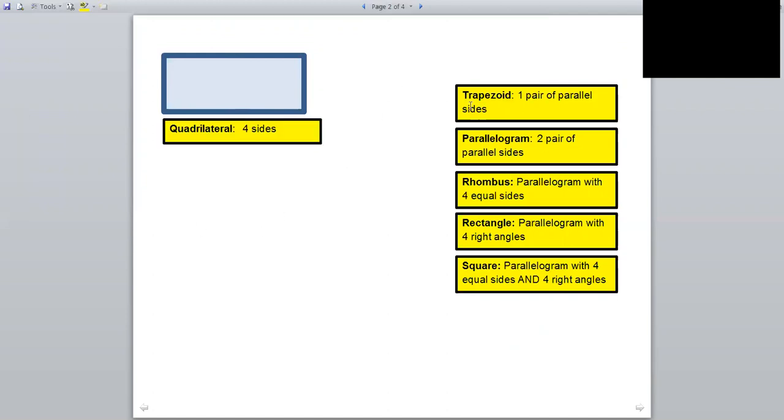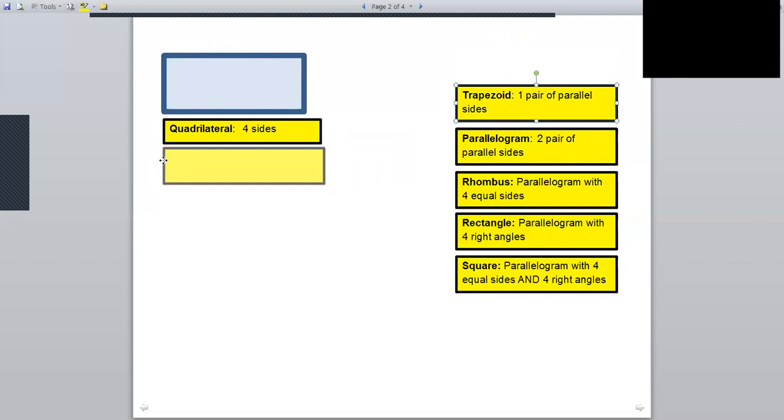Now let's go to the next term, trapezoid. The trapezoid only has one pair, or at least one pair, of parallel sides. Remember, parallel sides are opposite sides that do not touch, cross, or intersect. Does this have at least one pair of parallel sides? Good job, it does. If we notice, the top and bottom are parallel lines. These lines would never touch, intersect, or cross. So, by definition, we could call this polygon a trapezoid.